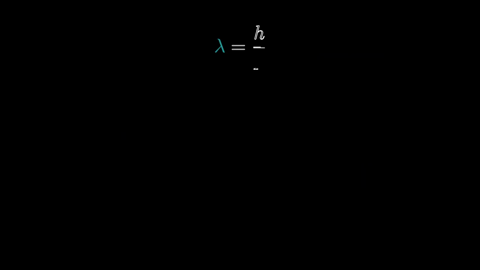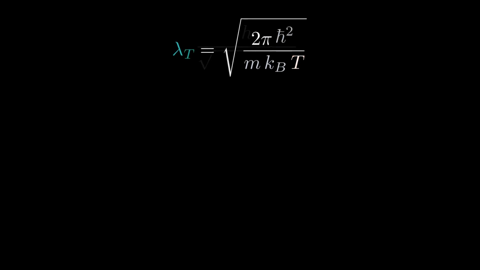Let's put a number on that width. We start from something you already trust, de Broglie's relation. An object's wavelength equals Planck's constant divided by its momentum. Now in a warm gas the momentum isn't a single value, it's set by temperature. Swap in the typical thermal momentum, and after the dust settles you arrive at the thermal de Broglie wavelength, lambda T.